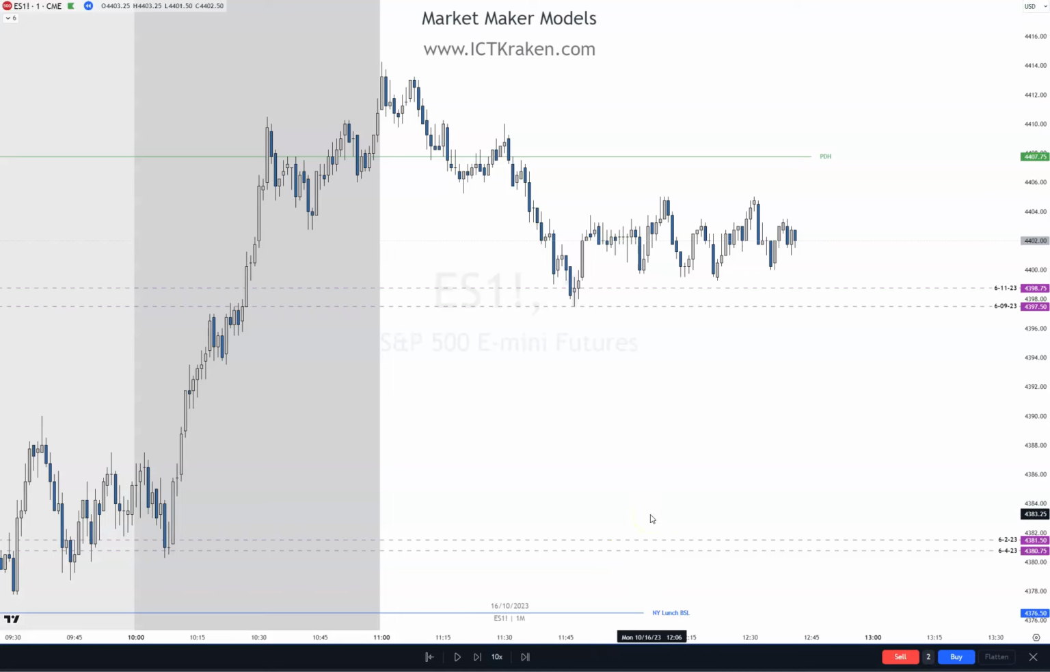Hey everybody, in this video I want to show you the OG silver bullet. The OG silver bullet is the second stage of accumulation or distribution in the market maker models, and it's the OG silver bullet because that's what ICT referenced as the silver bullet for the longest time until 2023, when he came out with the ICT time-based silver bullet models.